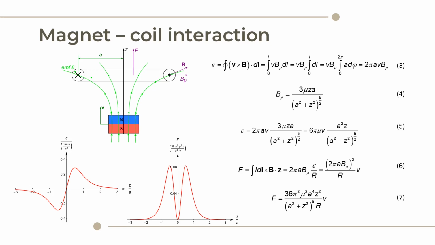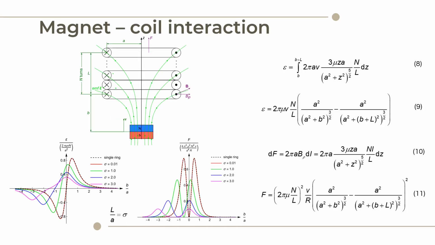The maximum electromotive force values, as well as maximum values of the magnetic interaction, are obtained at the position when the magnet is half the distance equal to the radius of the ring on both sides of it. Let me extend the considerations to the n-turn electric coil of radius A and length L, and the permanent magnet approaching it with velocity v. The electromotive force is given by equation 9, and the resulting force can be written as equation 11.